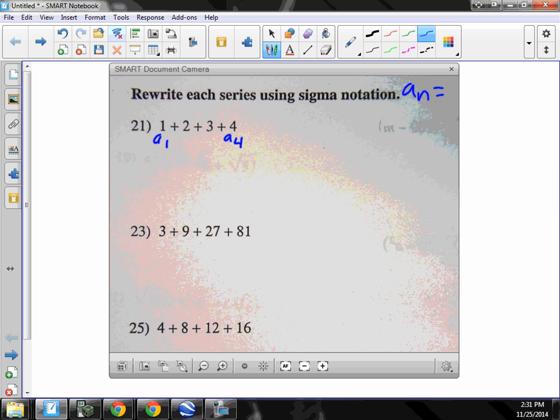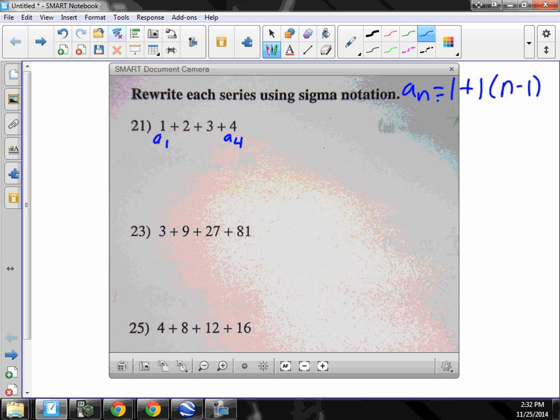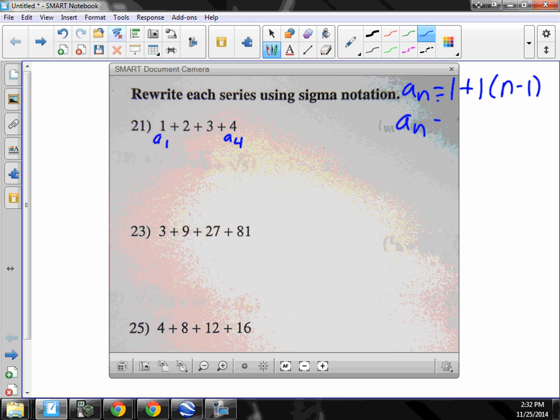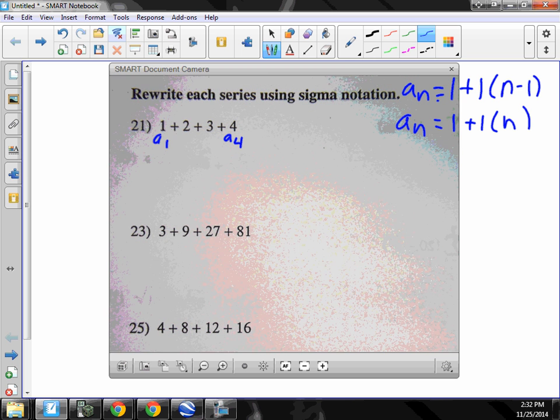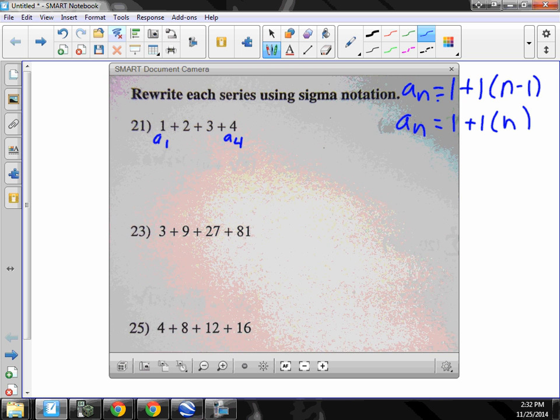What is my formula in this case? 1, that's my first term, plus the common difference is 1 times n minus 1. Why n minus 1? Because I started at a sub 1. Okay? What would my a sub n formula be if I started at a sub 0? N. Well, those are different, so how can I get the same thing with two different formulas? Right, it's going to change my bounds on my sigma notation.